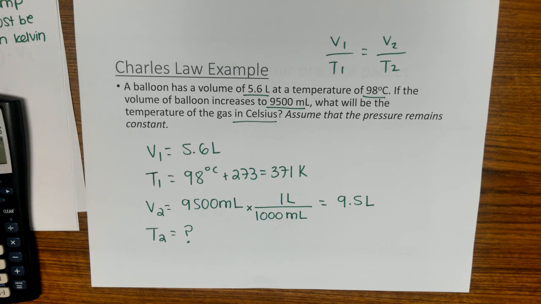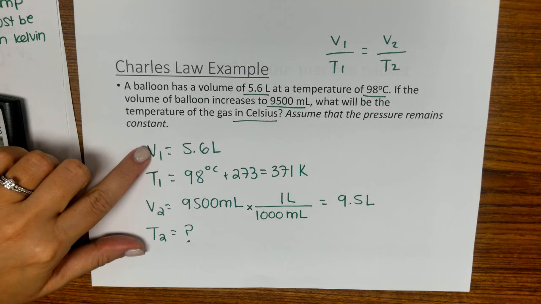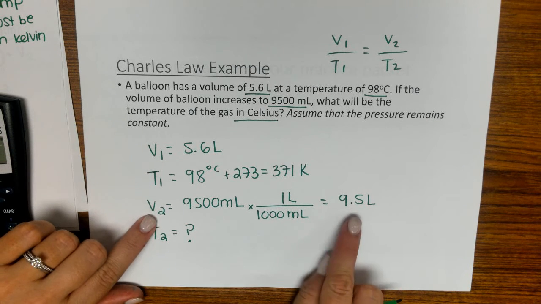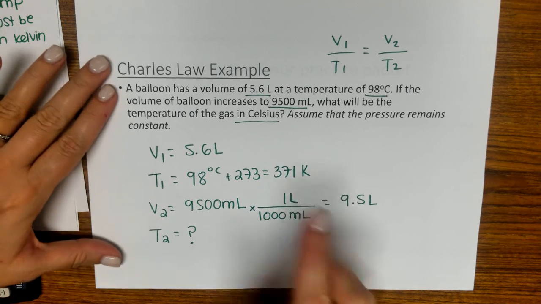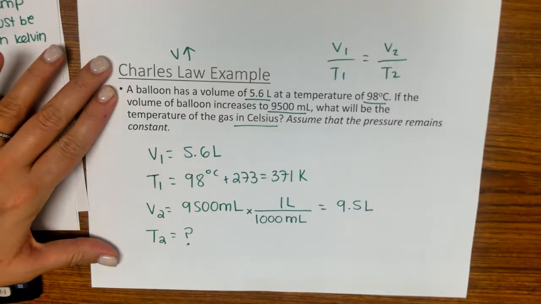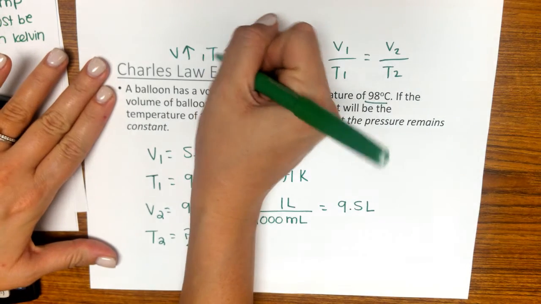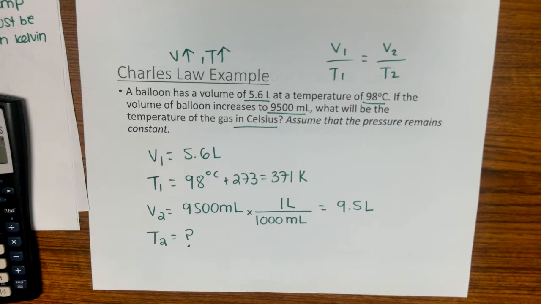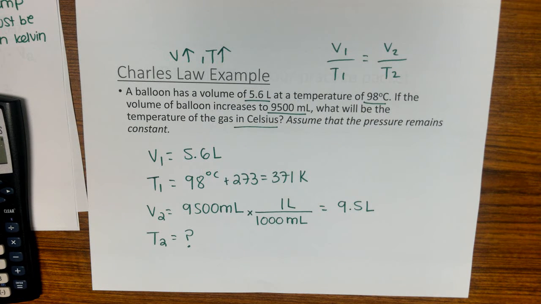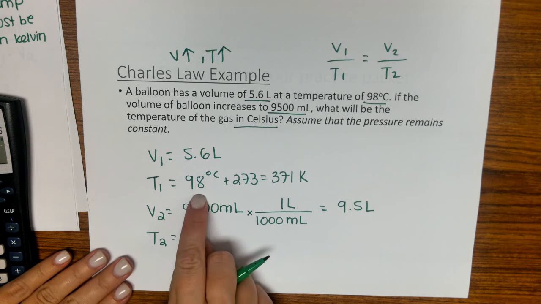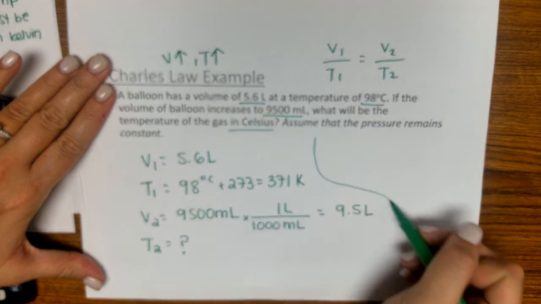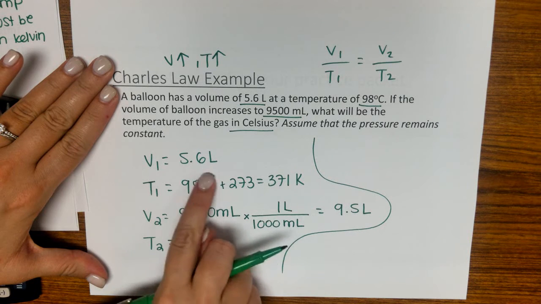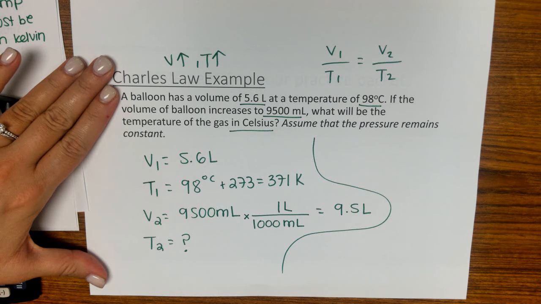Now, we just said this is a direct relationship. If V1 is 5.6 and V2 is 9.5, volume has gone up. And so the temperature should go up because volume and temperature have a direct relationship. If you get an answer with a temperature lower than 98 degrees Celsius, you did something wrong. But we have our variables written, temperatures in Kelvin, volumes in the same unit. We can plug into the equation.